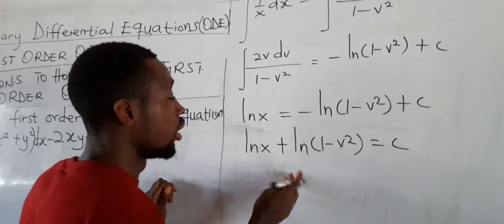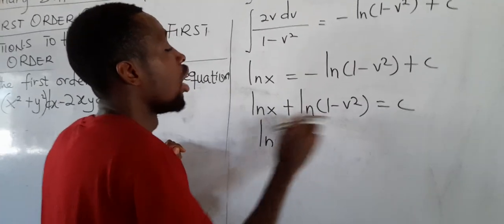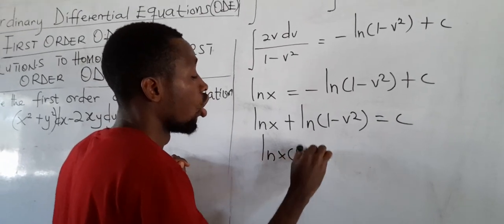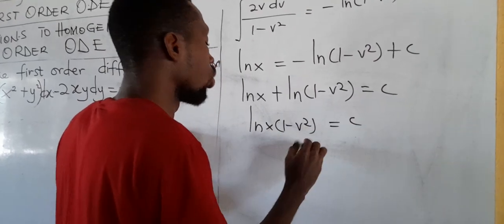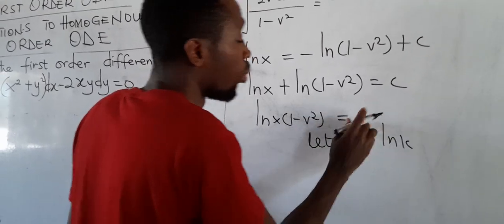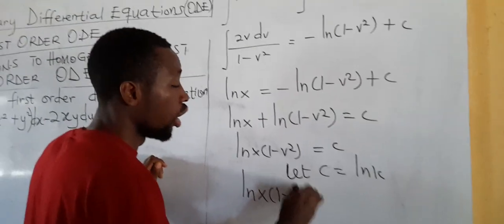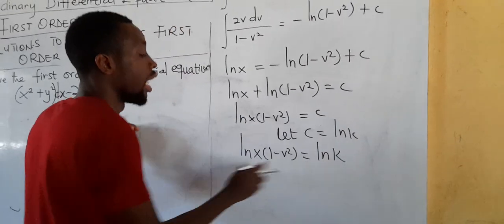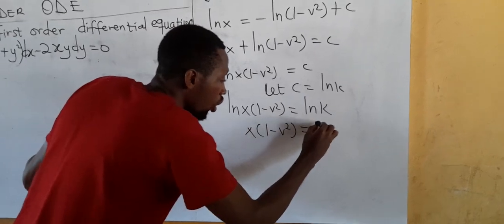You can rewrite this. Remember, this is log. When two logs are adding with the same base, we just multiply them and repeat the log. So we can write this as ln of x times 1 minus v squared is equal to c. Since this is constant, we can let the constant c be equal to ln k. So in place of c, we put ln k. So we have ln of x(1 minus v squared) is equal to ln k. Since there is ln on both sides, we can say x(1 minus v squared) is equal to k.